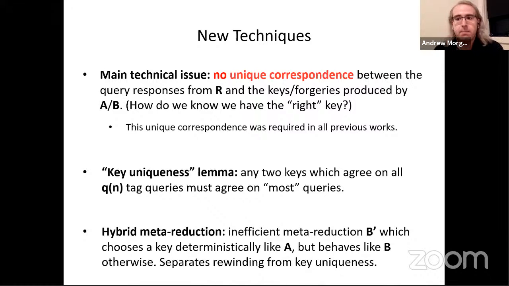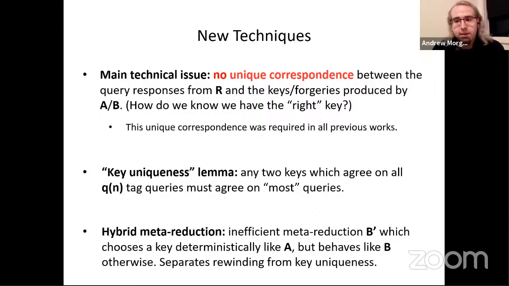is identical to B, but makes a deterministic key choice via brute force to bypass the key uniqueness issues above entirely. And this actually allows us to separate out the rewinding issues and key uniqueness related issues in our proof into different phases of a hybrid argument to prove our final result.